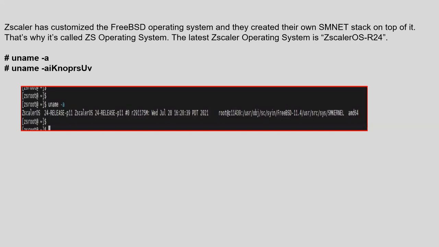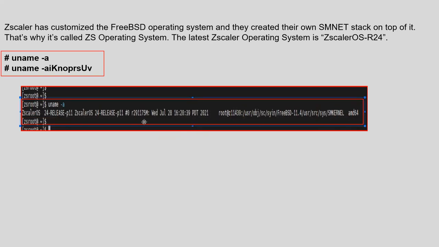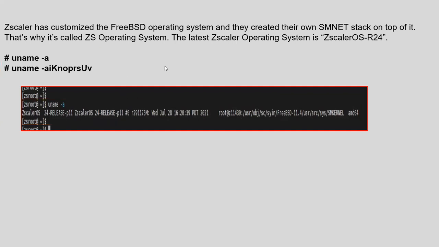Now you might have already deployed NSS from our basic training. So how do you check what version of NSS OS you are running on? For that purpose, you can use the command uname -a. This command will give you details like we can see below. In these details, we can see it's Zscaler OS 24 release P11, and that's the date. We can also see the FreeBSD version. So this command tells us more about the operating system.